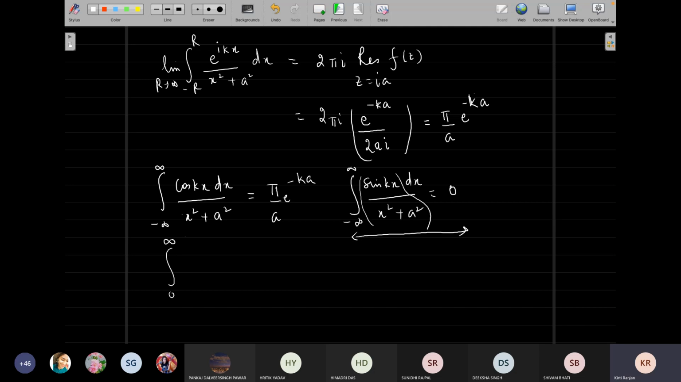Yeah. So what would have been the result for 0 to infinity cos kx dx over x square plus a square? Pi by 2A into the power minus Ka. So half of this, absolutely right. So please see that these are second kind of integrals which we can solve, again the improper integrals which we can solve using this contour integral or using calculus of residues. Okay. Questions here.